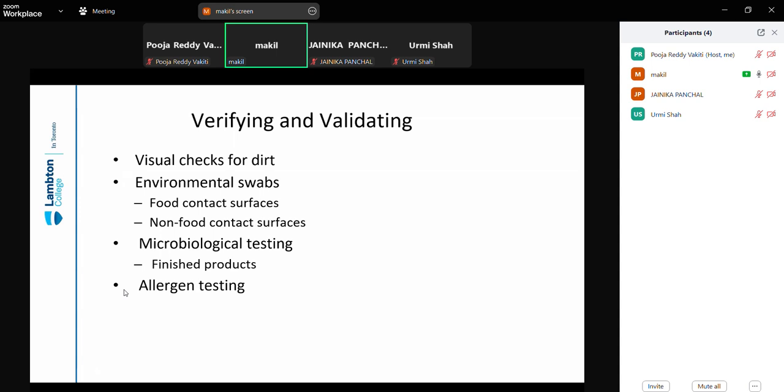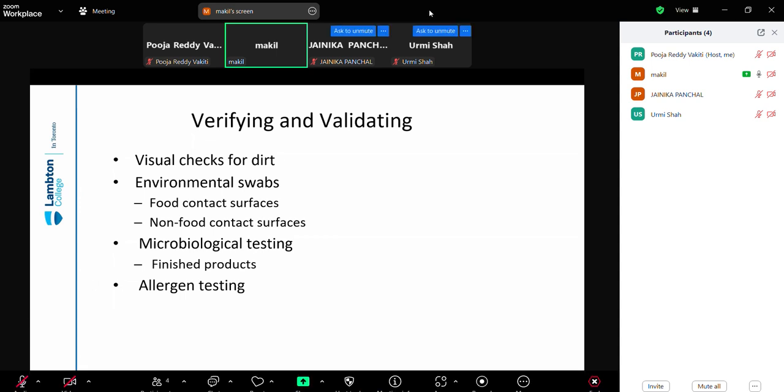The verification and validation process in food safety ensures products meet hygiene and safety standards. Visual checks of dirt involve inspecting surfaces for visible contaminants. Environmental swabs collect samples from various surfaces, including food and non-food contact areas, to detect microbial contaminants. Food contact surfaces such as equipment or utensils are tested to ensure they are free of harmful pathogens.